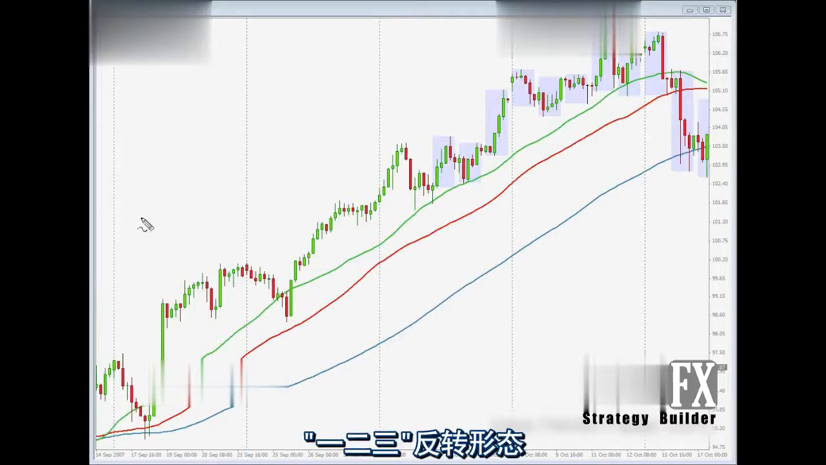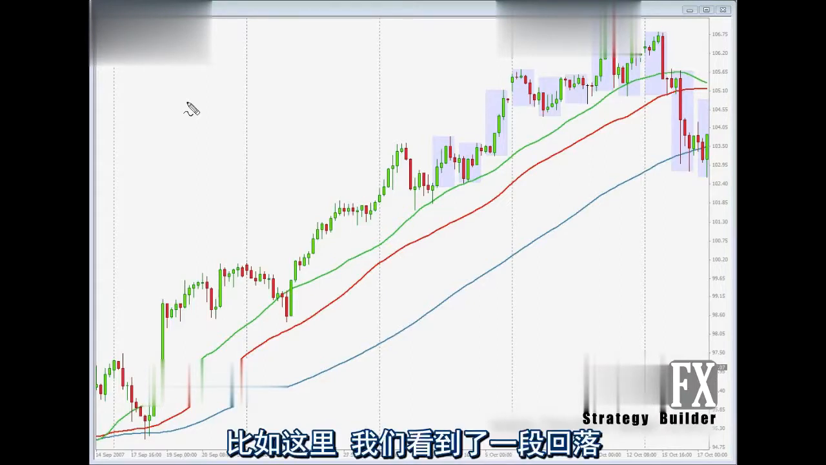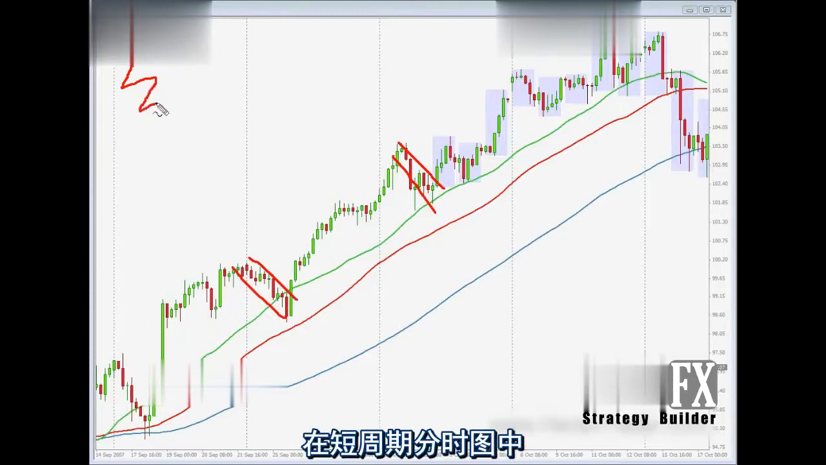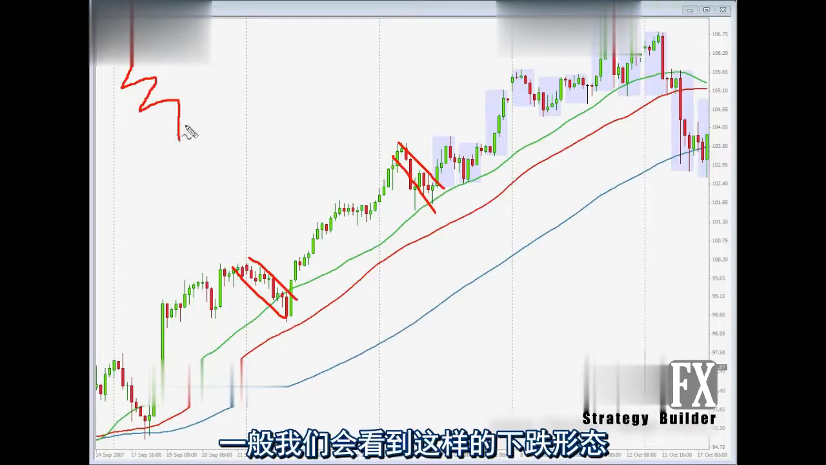A 1, 2, 3 reversal formation is made out of 3 parts. Obviously, that's why it's called a 1, 2, 3 formation. Let's assume we have, in this case, a retracement down, such as in here. Let's assume we take this part, or this one. It doesn't matter, any retracement. In the shorter time frames, we will see price. Actually, I suck at drawing with my mouse. One second.